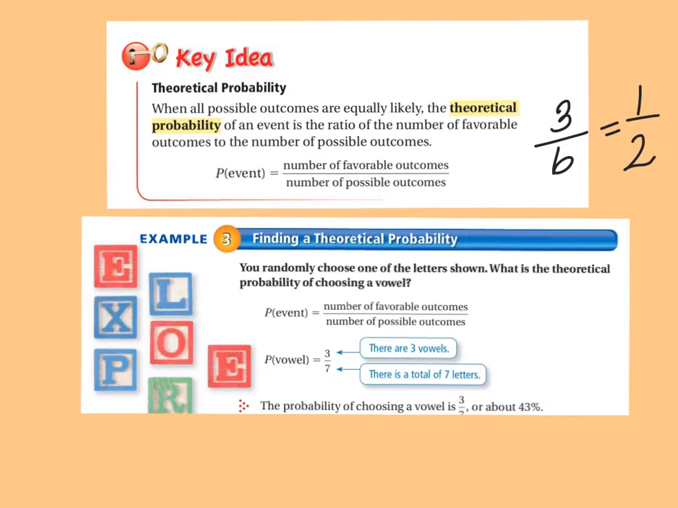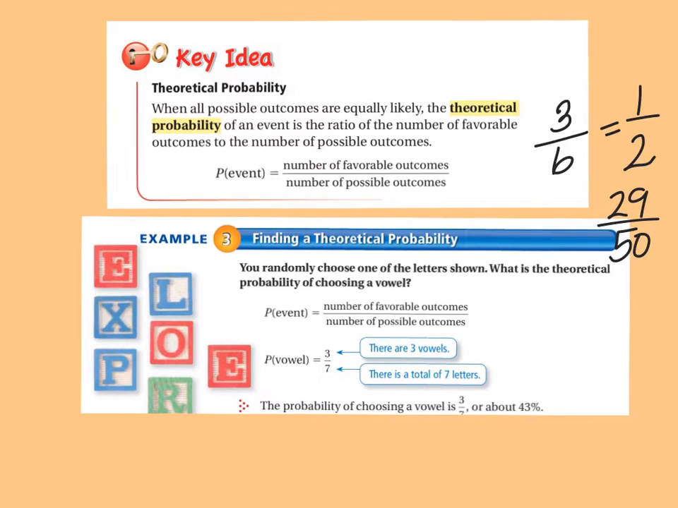But that didn't happen in our experiment. It showed that 29 out of 50 times in the experiment, it was odd. So theoretical probability is looking at what in theory we think would happen, and experimental probability is when we actually do that experiment.